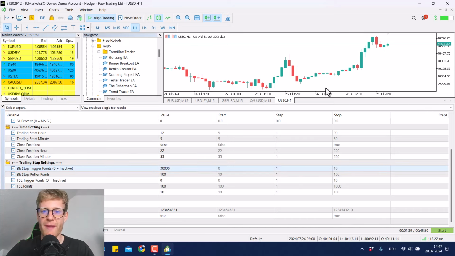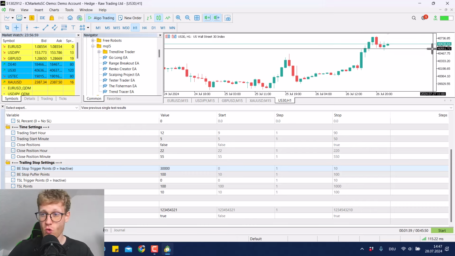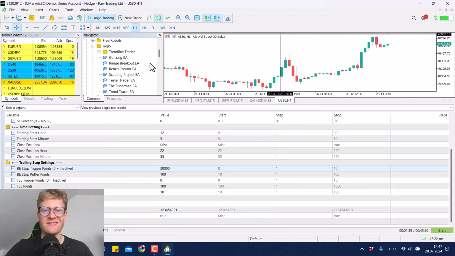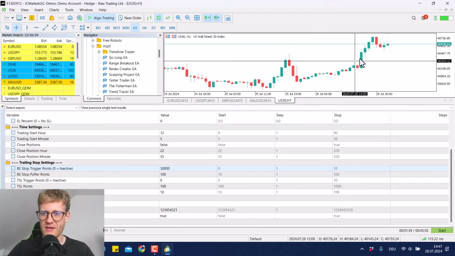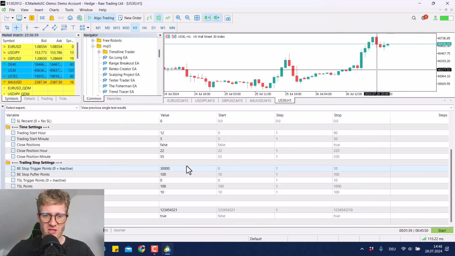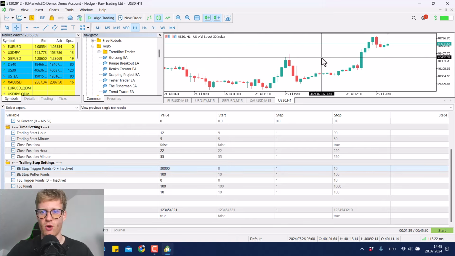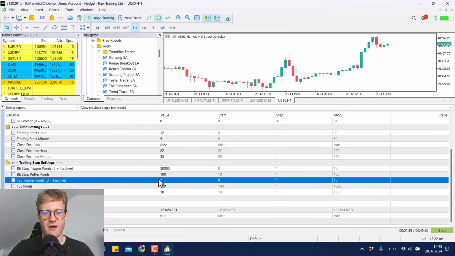So for every market, you have a specific amount of digits after the decimal point. For example, here we do have the US 30, which has 2 digits after the decimal point, which would mean that here 1 point would be 0.01. So 30,000 points, as I have it here in the inputs now, would be 30,000 times 0.01. So it would be 300 index points. So this is how you can use the break-even stop.